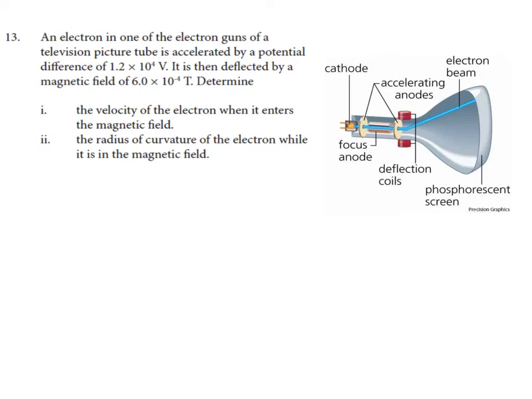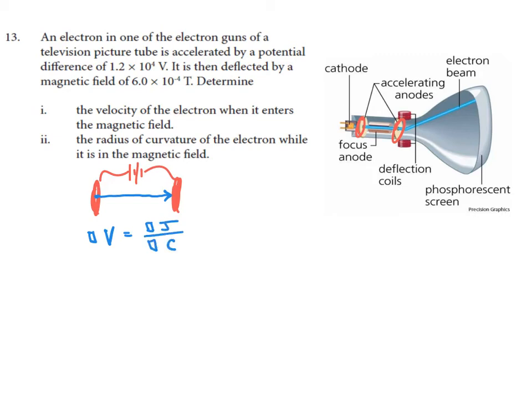Now, here's what's happening. We've got these two electrodes whose purpose is to accelerate the electron, and they're connected to a potential difference of 1 times 10 to the 4 volts. So the electron leaves one and accelerates through this electric field created by this thing. And remember that a volt is equal to a joule per coulomb. All right, joule per coulomb, that's what a volt is.